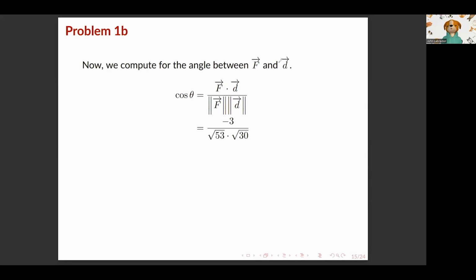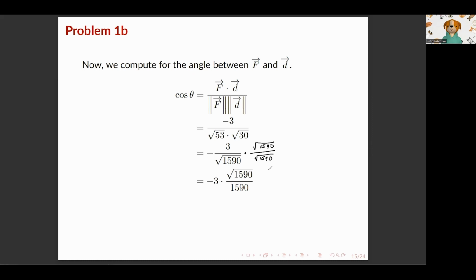We multiply this together in one big radical. So we have negative 3 all over the square root of 1590. And we rationalize the denominator, or we multiply both numerator and denominator by the square root of 1590. We get this one, so the square root of 1590 multiplied by itself, we cancel the radical. And since 1590 is divisible by 3, we can simplify it further. We get cosine theta is equal to negative square root of 1590 all over 530.